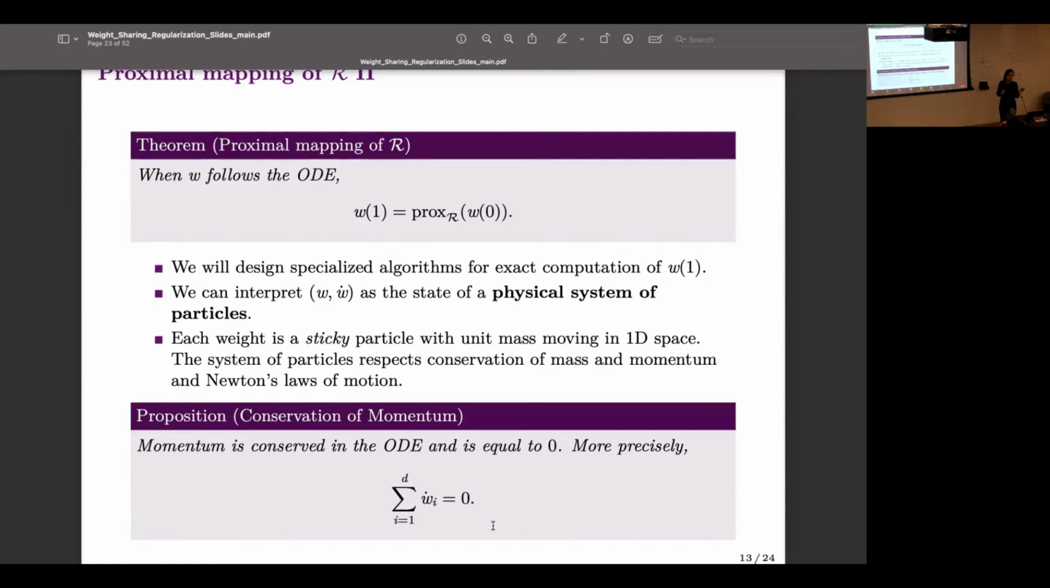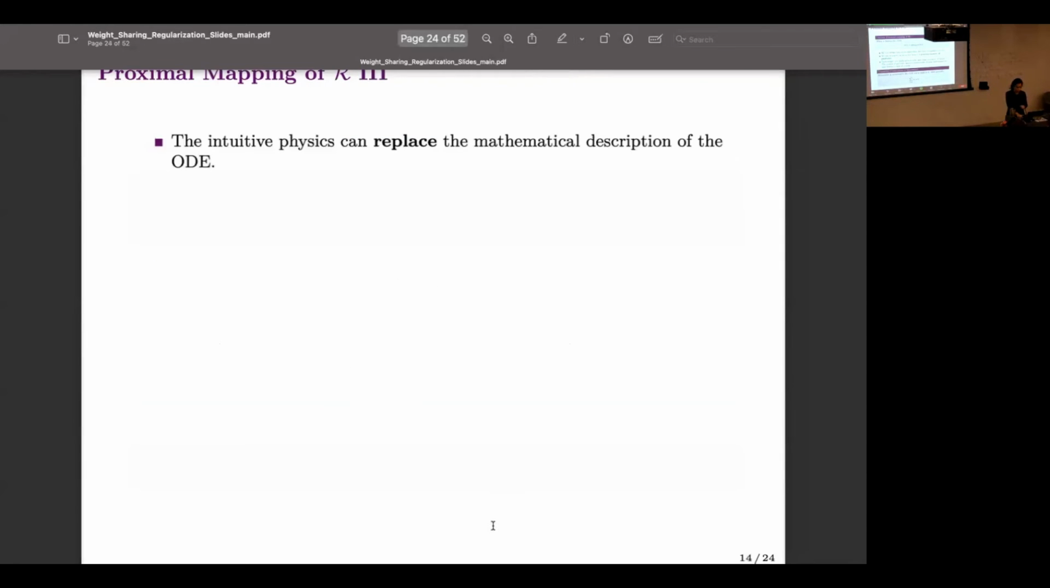We look at each W as a particle, as you saw in the discussions. It matches with how we see the W's moving towards each other. Each weight is known as a sticky particle because they stick to each other, and the system is in 1D space. It preserves momentum, and the momentum is 0. So the weights are 1 multiplied by W dot, and some of them are going to be 0. So the momentum is conserved in this system too.